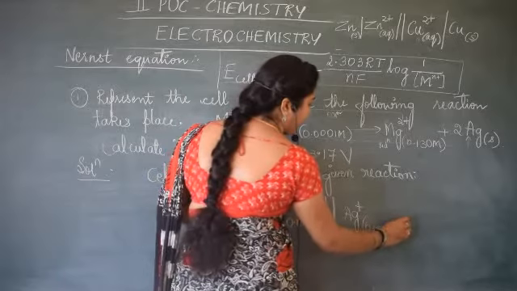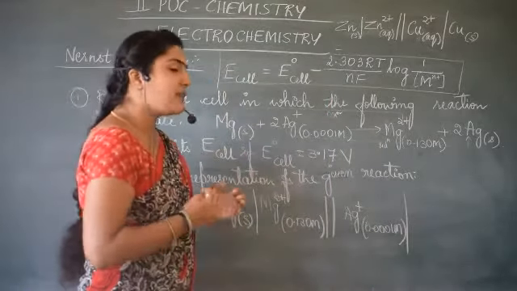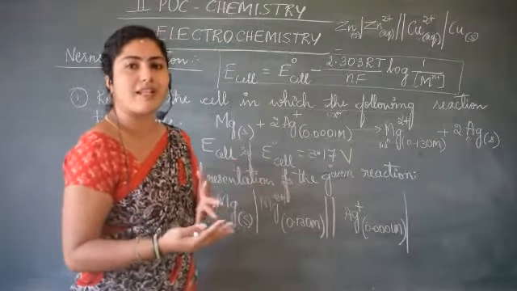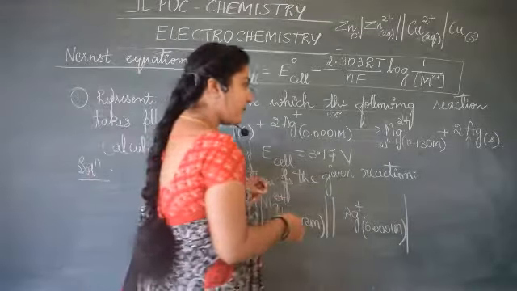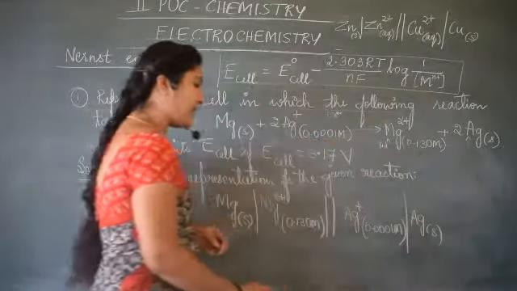0.0001 molar. Then again a single bar. Why a single bar? Because there is a separation to show that one is the electrolytic solution and the other one is the electrode. Then we show the electrode as Ag. This is the cell representation.